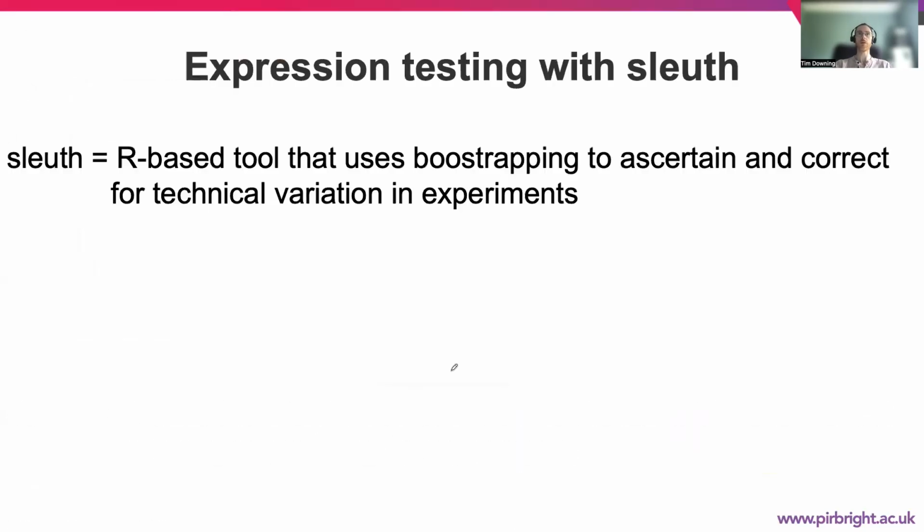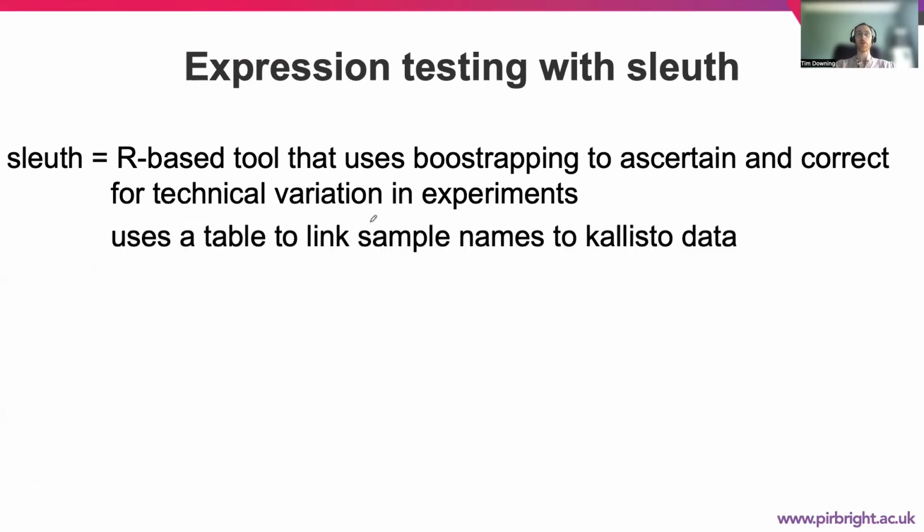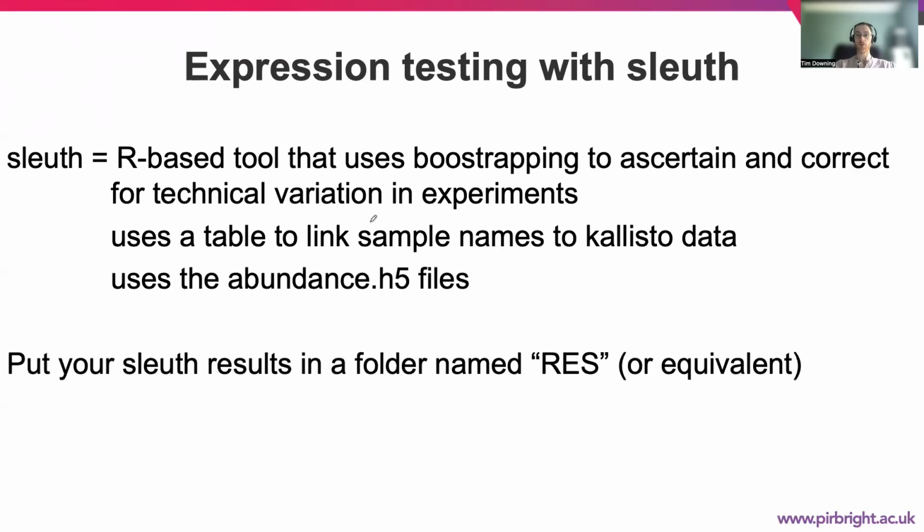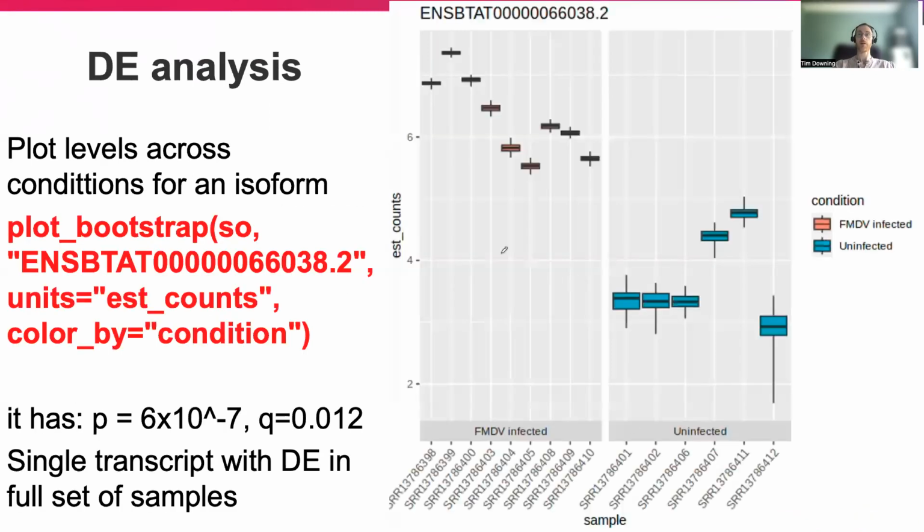So with sleuth, what we're doing is using this R-based tool to compare these two different models. We're linking that data using a table like the one I showed you before to link it to the Kallisto data. We're looking at the bootstrapping data in the abundance.h5 files. We'll create a folder for that data, like the table. And what we'll try to get at the end is plots like this, where we can look at particular transcripts, in this case, and we're looking at the relative estimated counts.